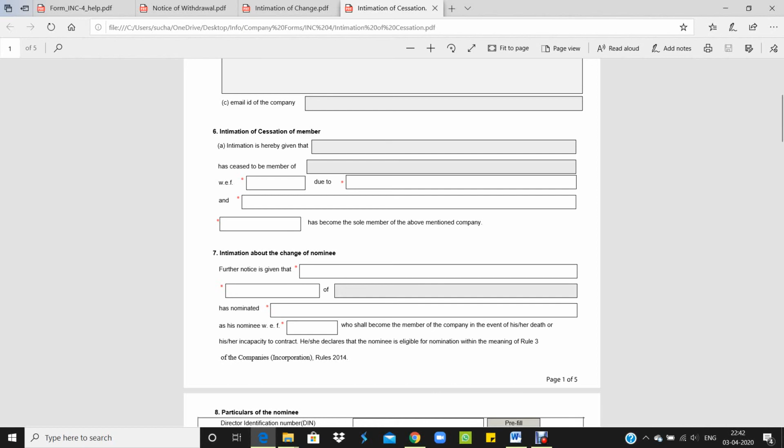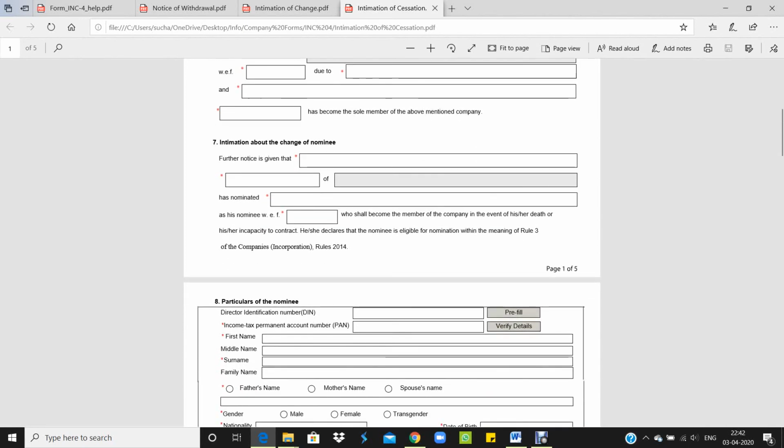So here we give the nominee's name, and the nominee has become the sole member. Here we have to mention that the nominee has become the sole member of the above mentioned company. So this intimation has to be given, and along with that, the intimation about the change of nominee also has to be given by the company.